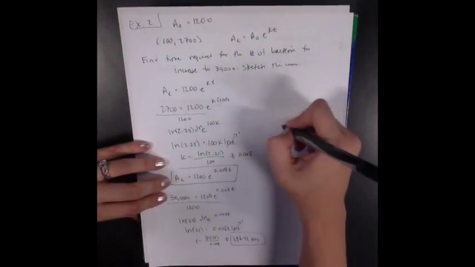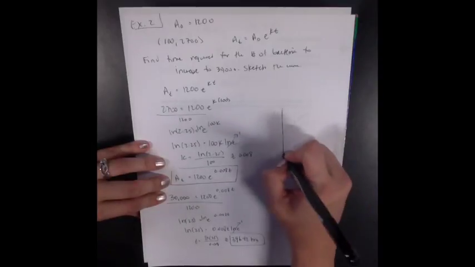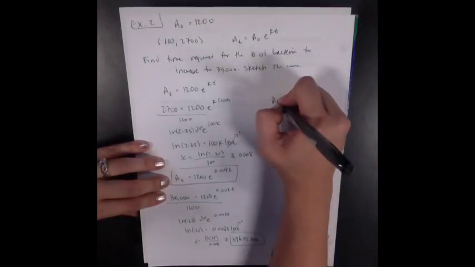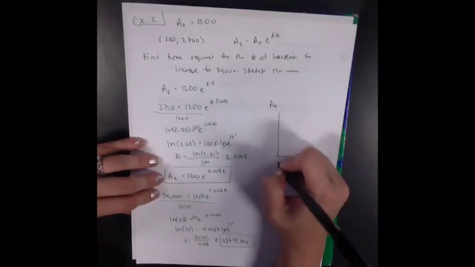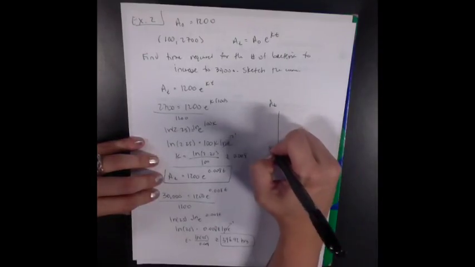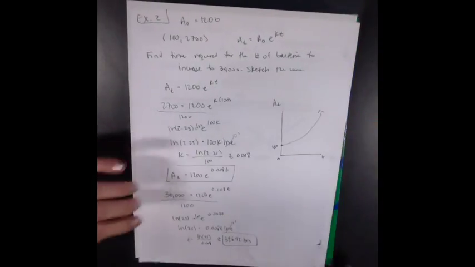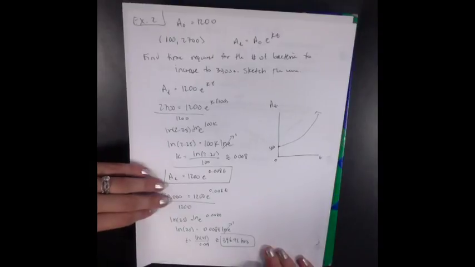Oh, I just realized we didn't sketch the curve. I'll sketch that for you real quick. This is what the curve will look like. This is a sub t, this is t. At 0, our initial value was 400. There we go. There's our curve. Sorry, I forgot that.